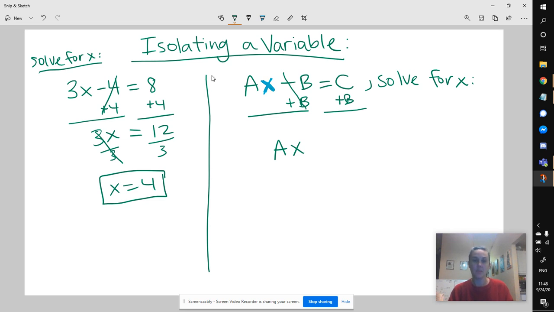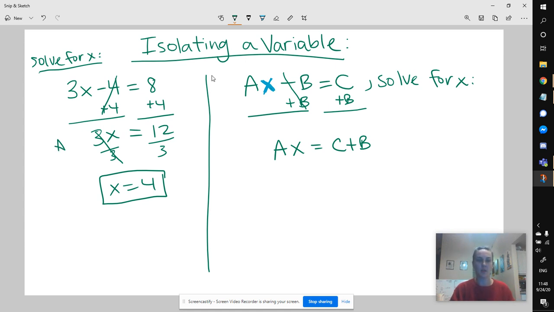And this side, instead of being able to do 8 plus 4 equals 12, equals some number, right here we've just got c plus b, and we just write c plus b, right? We can't simplify these because they're not like terms, like we talked about in class today. So this is as simplified as it gets. We just leave it as c plus b.